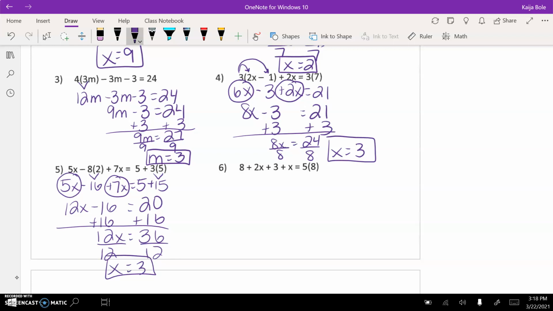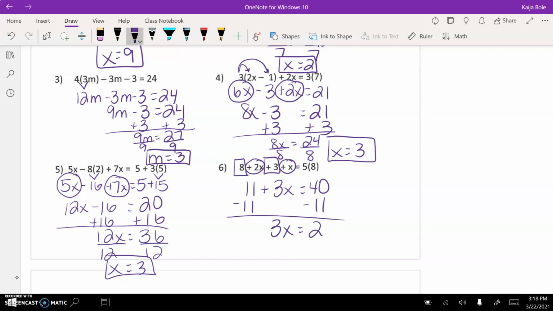And now in the last one here, let's see, on the left side I can combine the 2x and the 3x. I can also combine 8 plus 3. So you can see I've boxed the numbers and circled the letters. So 8 plus 3 would be 11, plus 2x plus 3x would be 5x equals, and then 5 times 8 is 40. So I'm going to subtract 11 from both sides. 40 minus 11 would give us 29. 5x equals 29. Divide by 5 on both sides. And this doesn't make a nice number, so you can just leave it as 29 fifths, and that's okay.